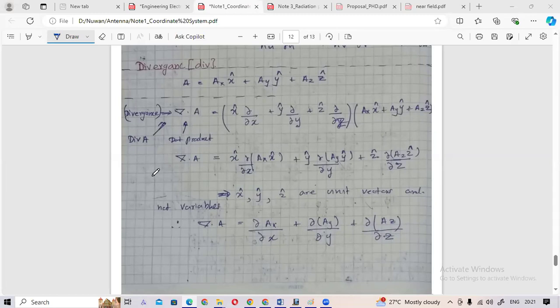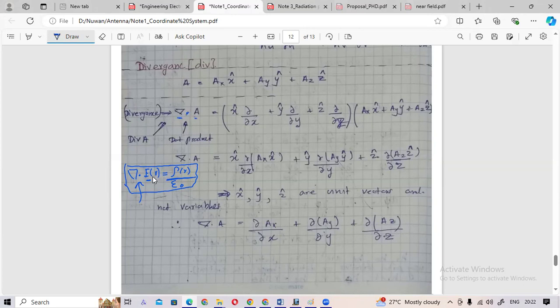So you know that for a Gaussian vector form, the gradient operator dot product with the E field, where E field is a vector, is equal to the flux density divided by epsilon naught. So this is the vector form of the Gaussian law. Divergence is related with this. So we need to get the vector product with the divergence.